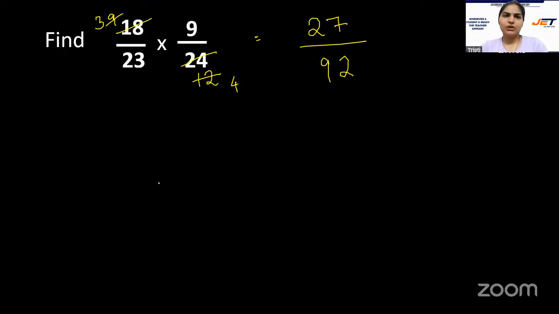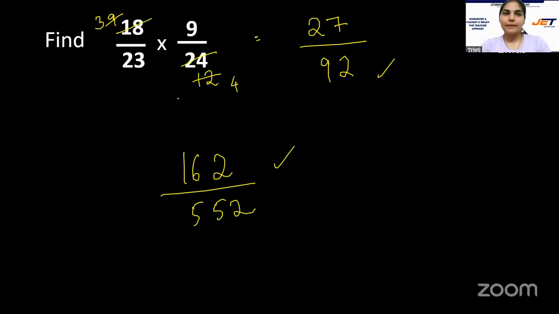Or you can straight away do 18 times 9. And then 23 times 24. Here it is, this. Either this or this, both are correct.